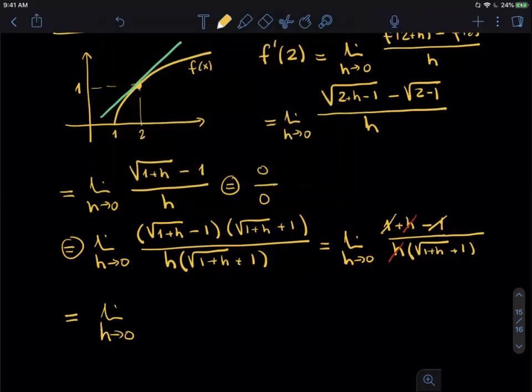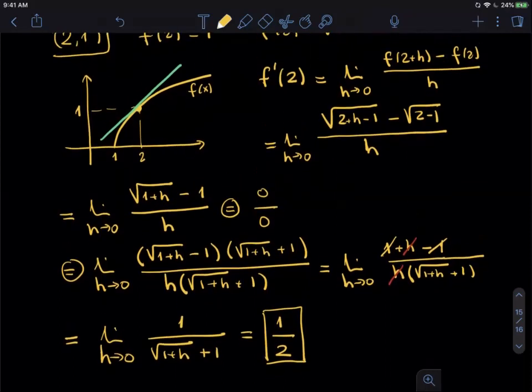Okay, so this is 1 divided by square root of 1 plus h plus 1. All right, and then when h goes to 0, this is 1 divided by 1 plus 1, which is 2. So what we get is 1/2. So this is the slope at the point (2, 1) that we were given.